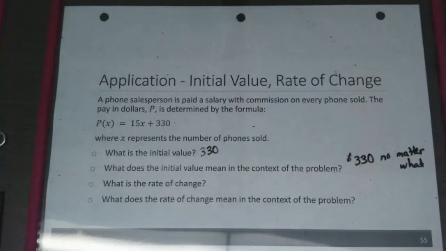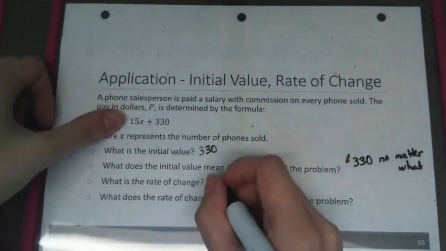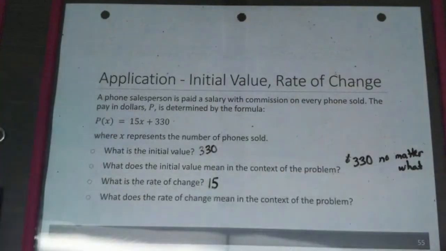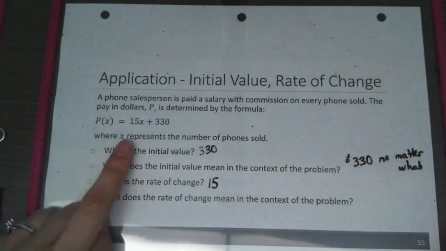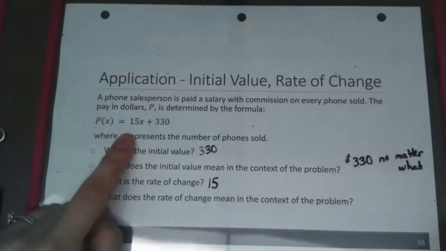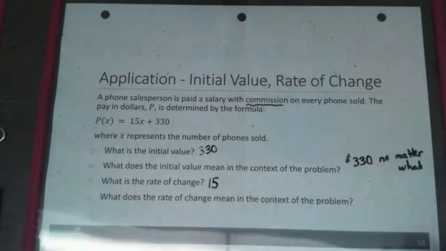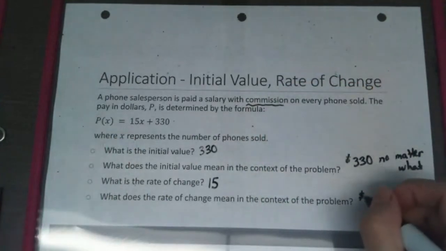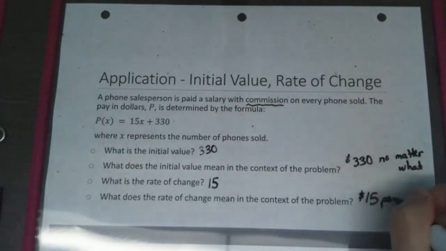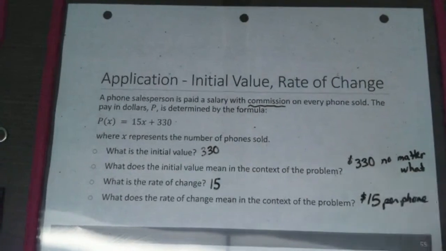Even if he doesn't sell any phones, he's getting that $330. When you see rate of change, you should think slope. The slope is the number attached to x, which in this case is 15. What does the rate of change mean in context of the problem? Well, that 15 is going to be this kind of idea of commission. He's going to get $15 per phone.